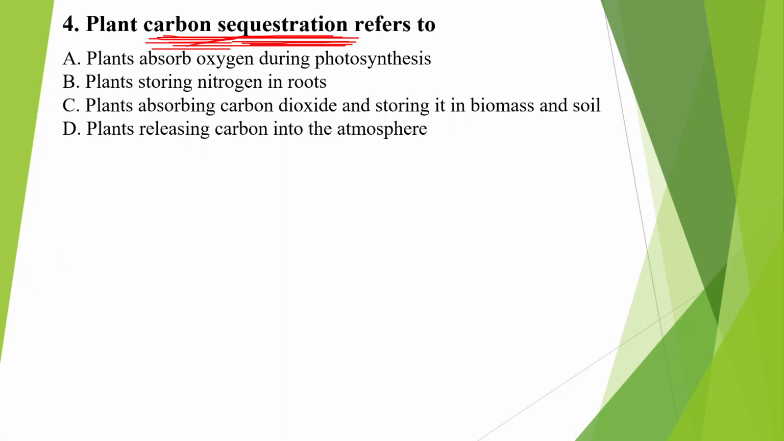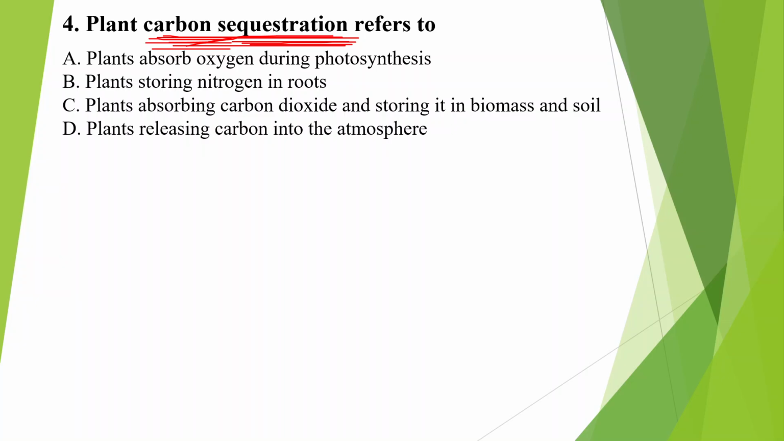That is, plant carbon sequestration refers to the plant absorbing carbon dioxide, storing it in biomass and soil. Because plants, as we all know, absorb CO2 during photosynthesis, then they store it in their shoots, roots or soils and release some carbon during the decomposition.